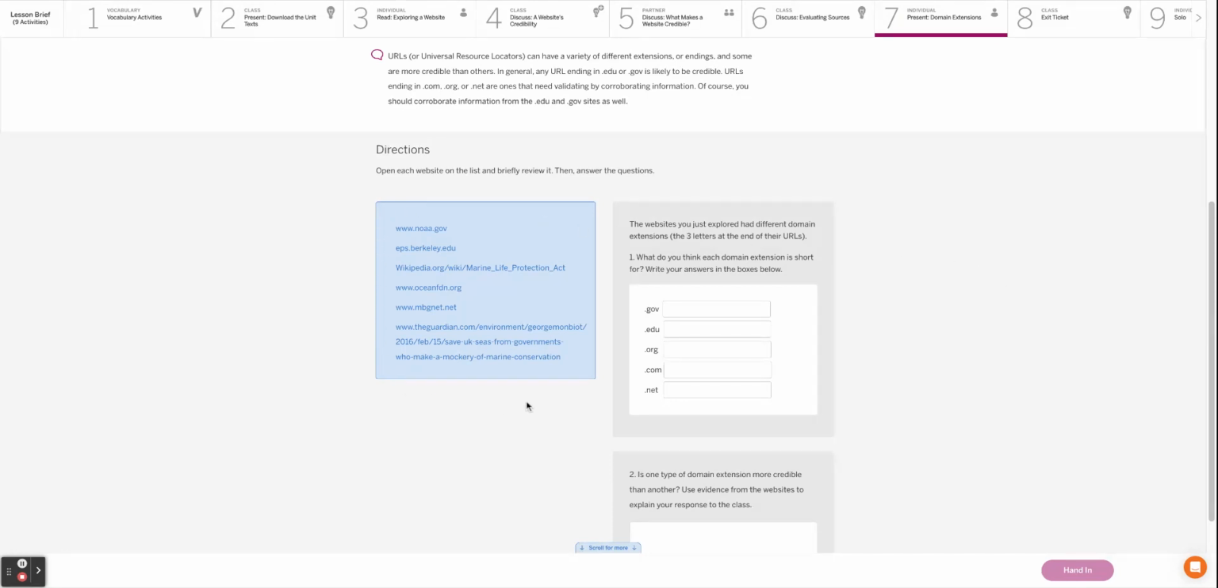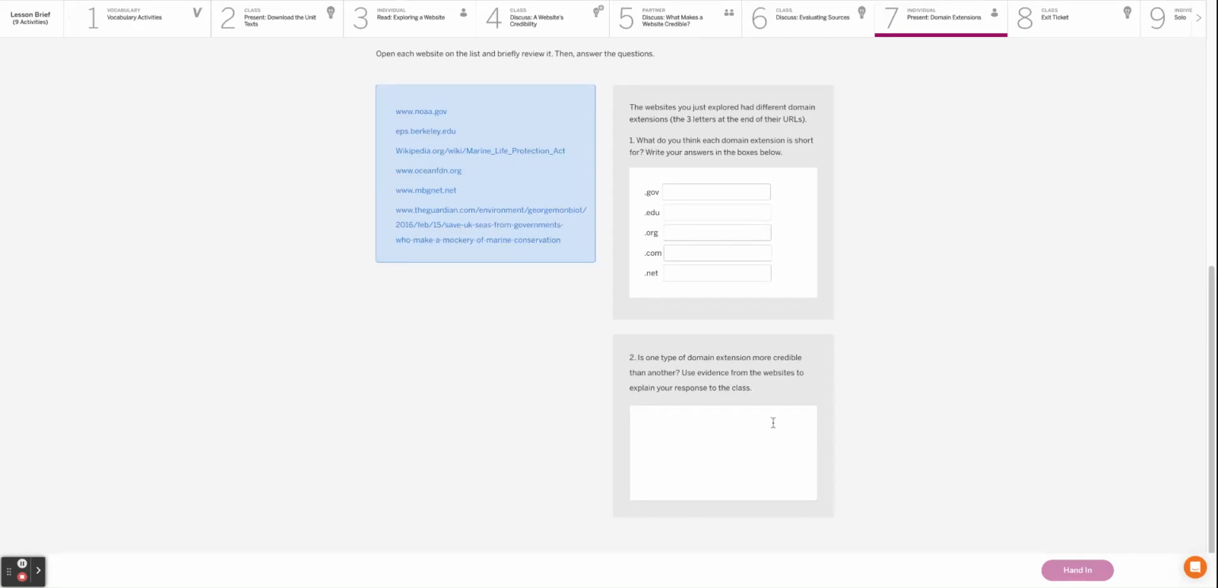Let's take a look at this blue box. And you're going to click on one or all of them and evaluate. So you get examples of .gov, .edus, .orgs, and then you're going to go over here and see the websites that you just explored have different domain extensions, the last three letters of the URL. What do you think each domain extension is short for? Write your answers in the boxes below. I gave you the answers. If you need to go back and listen, go back and listen.